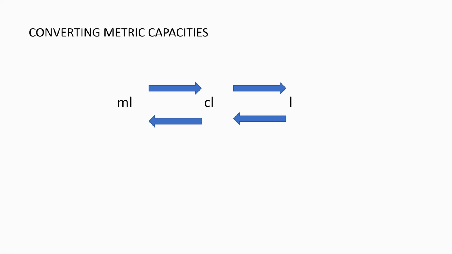We've looked at converting between metric units of length and metric units of mass. So now let's look at converting metric units of capacity. So the units of capacity we need to know about are millilitres, which are also centimetres cubed, by the way, they're equivalent, centilitres and litres.